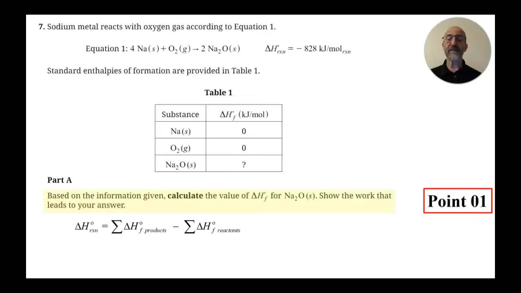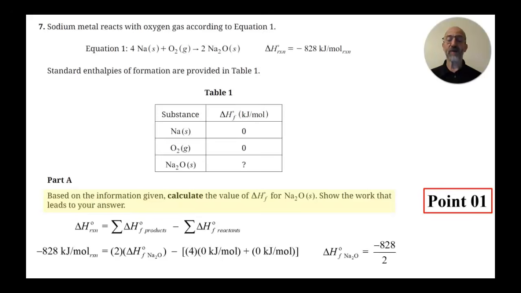Now, the overall delta H is negative 828 kilojoules per mole of reaction. For the products, we have 2 moles of sodium oxide, but we don't know what that value is. And then for the reactants, we have 4 moles of sodium, but that's 0. And we have 1 mole of oxygen, but that's also 0. So our math is the following. Negative 828 is equal to 2 times a number we don't know.